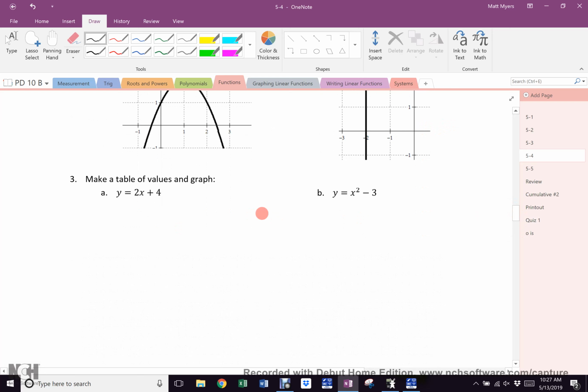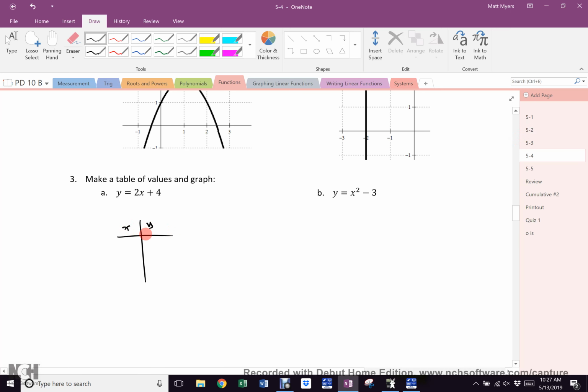Make a table of values and graph. Is that going to make a straight line? How do you know? No exponents. So make a table of values and graph. How many points must you have to prove it's linear? At least what? 4? 2? 3. Why 3? You need to have 2 rates of change.